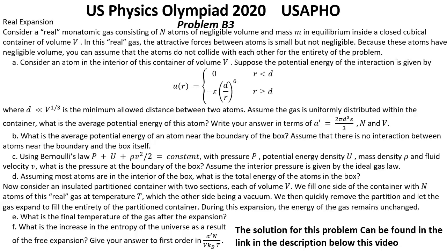Question E. What is the final temperature of the gas after the expansion? Question F. What is the increase in the entropy of the universe as a result of this free expansion? Give your answer to first order in A prime n over V k_B T.